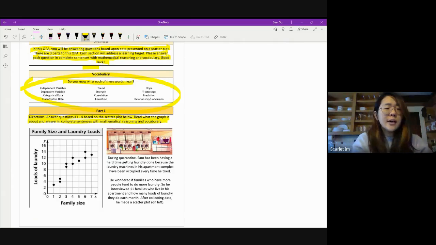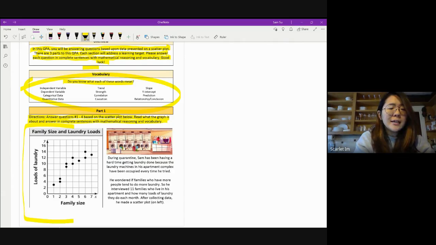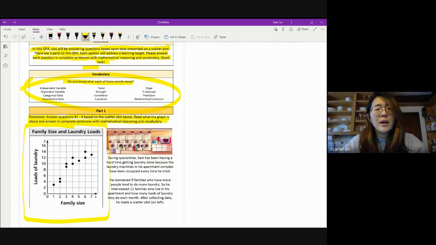So this is our scatter plot. It's about family size, meaning how many people are in a family, and laundry load, so how many loads of laundry they do. This is the context of this scatter plot. So if you follow along with me, during quarantine, Sam has been having a really hard time getting laundry done because the laundry machines in his apartment complex have been occupied every time he tried, right?